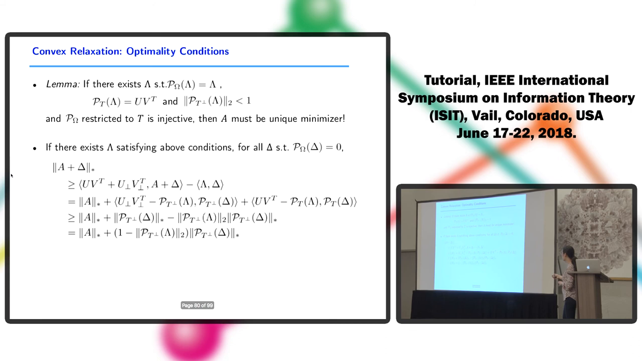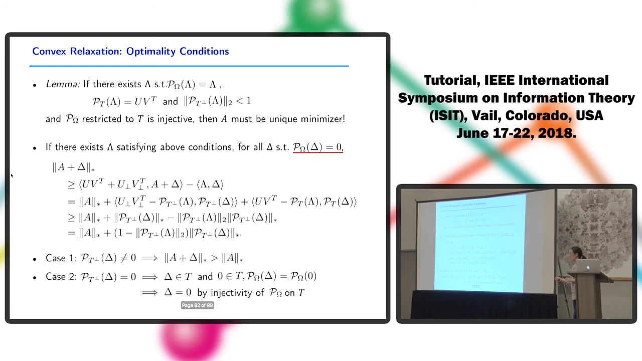Now, to finish it off, if delta projected onto the space orthogonal to T was non-zero, then the nuclear norm of that is non-zero. Because of the assumption here that the spectral radius is strictly less than 1, this expression is strictly positive, such that the nuclear norm of A plus delta, this perturbation along the feasible space, has to be strictly larger than the nuclear norm of A.